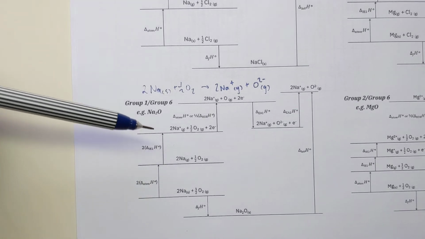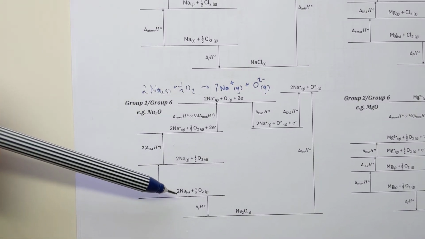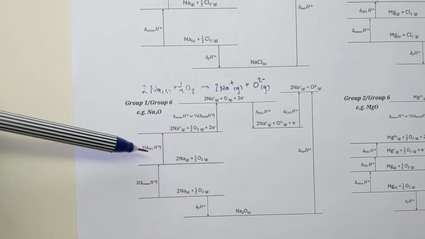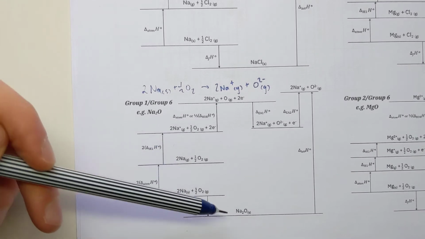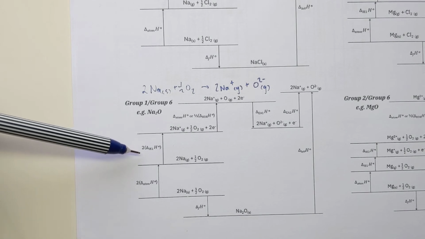So if you follow the cycle round, the first 2 steps are straightforward. You atomize your sodium first, turn it into gas, and then you ionize it once to turn it into sodium plus. What you should notice though is because there's 2 sodiums in this cycle, because there's 2 in the formula, I'm going to need to double those values from the table when I do my calculation.